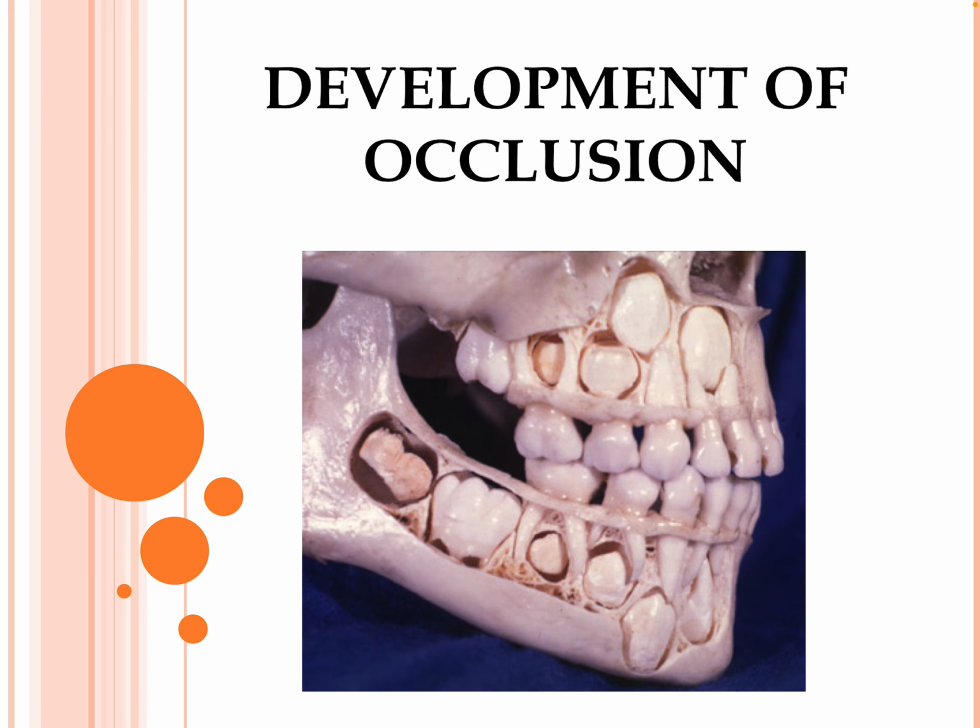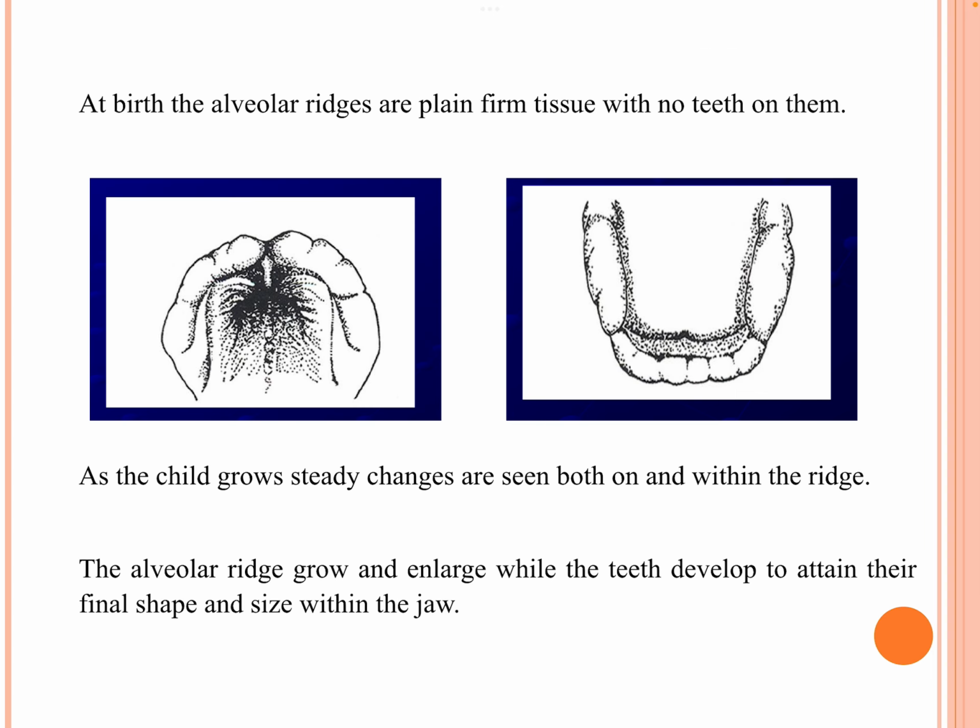Development of occlusion. At the time of birth, the alveolar ridges are plain, firm tissue with no teeth on them. As the child grows, steady changes are seen both on and within the ridge. The alveolar ridge grows and enlarges while the teeth develop to attain their final shape and size within the jaws.